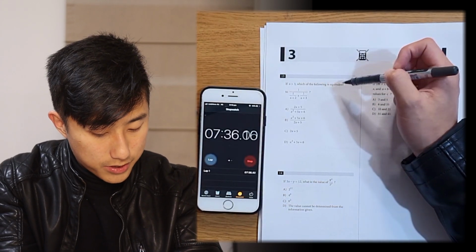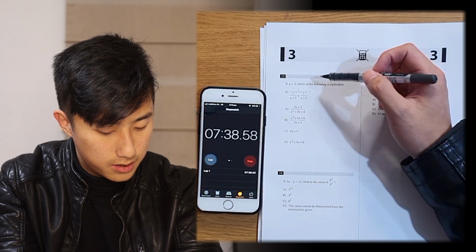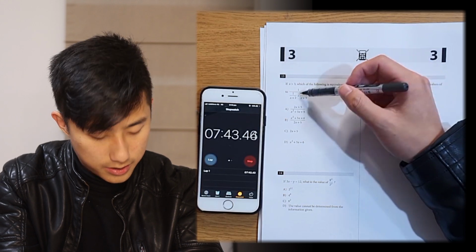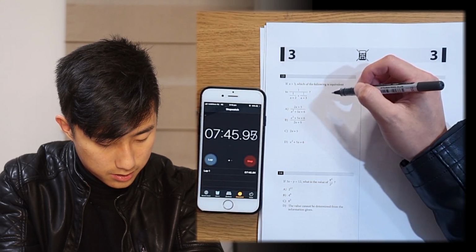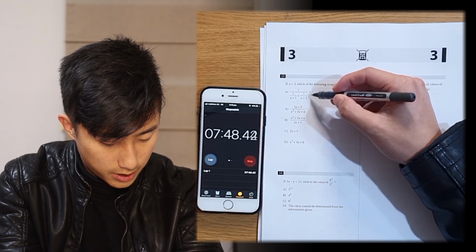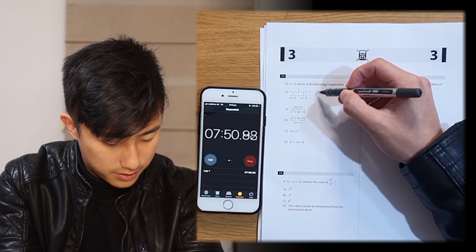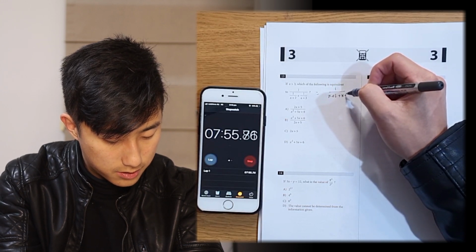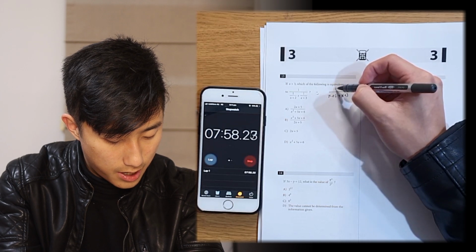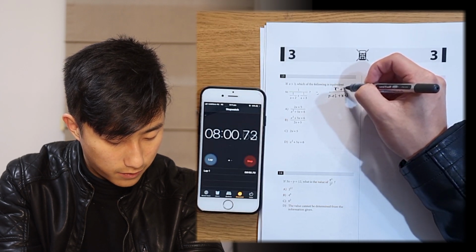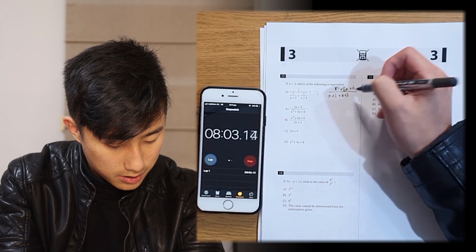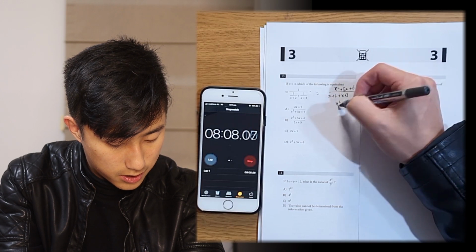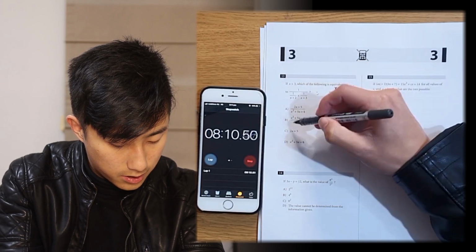If x is greater than 3, which of the following is equivalent? Okay, so we'll just add this, simplify this, equals 1 over x plus 2 plus x plus 3, and the top is x squared plus 5x plus 6, which is x squared plus 5x plus 6 over 2x plus 5, which is B.